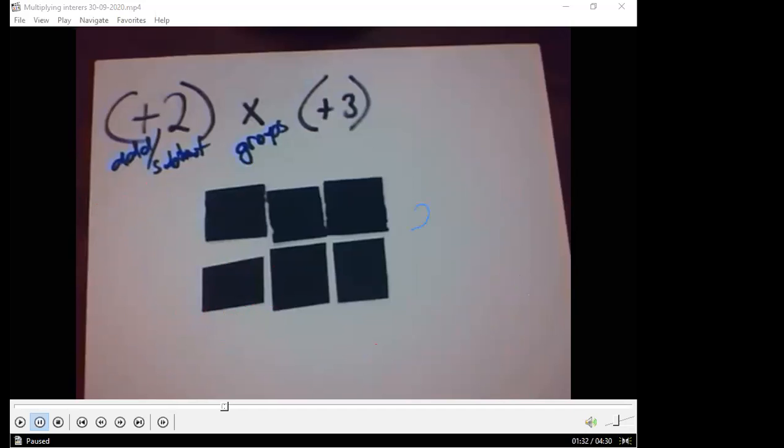So the answer is 2 groups that consist of 5. How many groups are you looking for? 2. I'm looking for 2 groups, right? So I have 2 groups. Each group consists of how many? 5. Then this is the first, so 1, 2, 3, 4, 5. Second, 1, 2, 3, 4, 5. So this is positive.